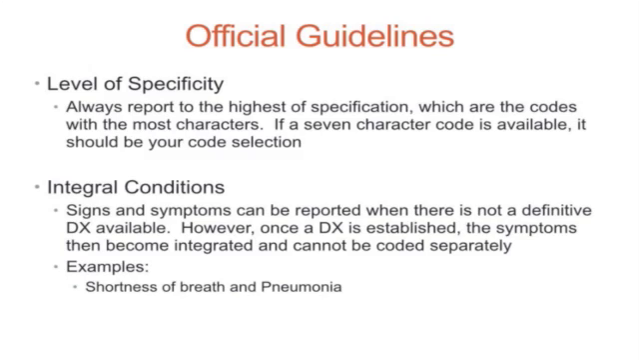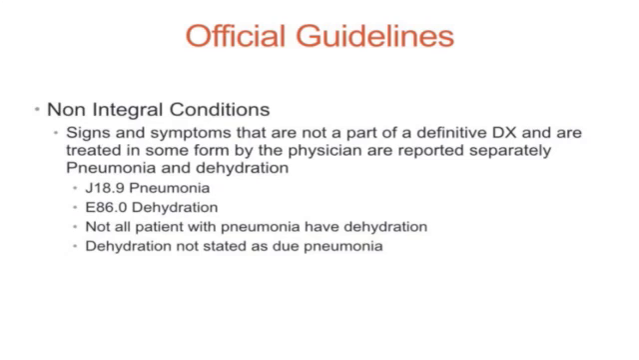Integral conditions. Signs and symptoms can be reported when there is not a definitive DX available. However, once a DX is established, the symptoms then become integrated and cannot be coded separately. Examples: shortness of breath and pneumonia. Non-integral conditions, signs and symptoms that are not part of a definitive DX and are not treated in some form by the physician, are reported separately: pneumonia and dehydration.